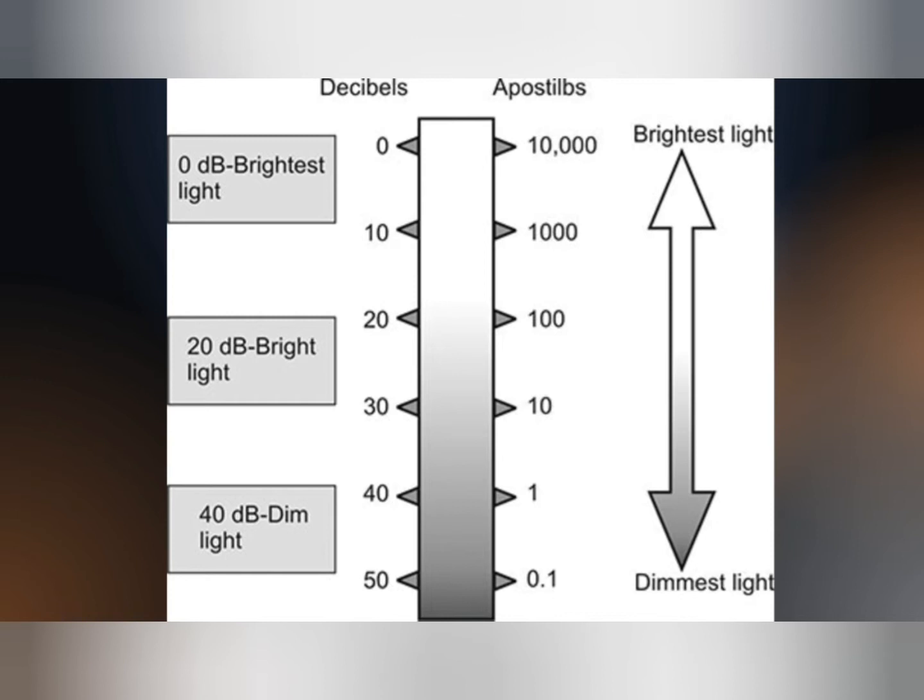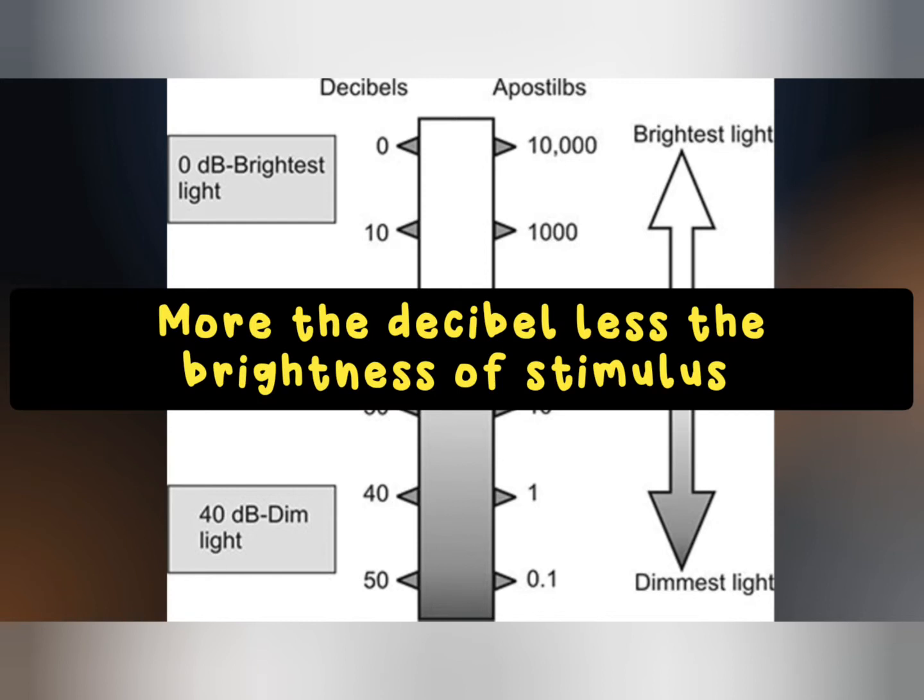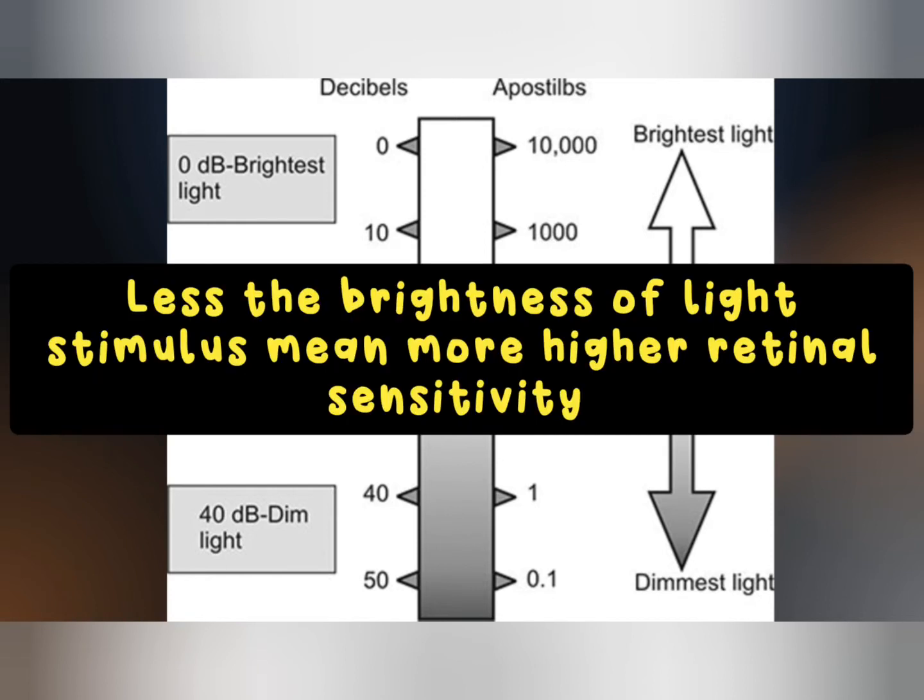So decibel indicates two things: the brightness of the light stimulus and the sensitivity of the retina. Suppose one patient is able to see the light stimulus at 20 decibel, and another patient sees it at 30 decibel. It means the 20 decibel stimulus is brighter than the 30 decibel one. So the 20 decibel point has less retinal sensitivity than the 30 decibel point. If the patient's score is 30 or 40 at a specific point, the retinal sensitivity there is more, because a 30 or 40 decibel stimulus is dimmer than a 20 decibel stimulus.